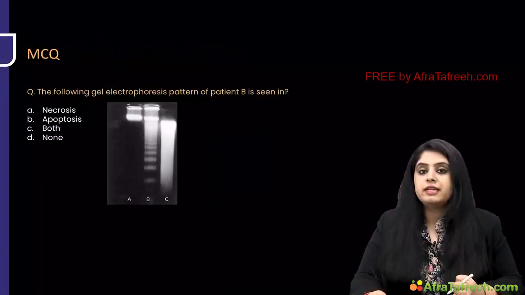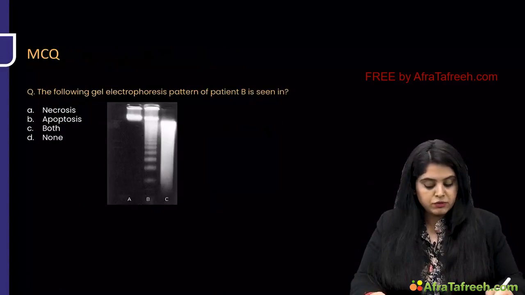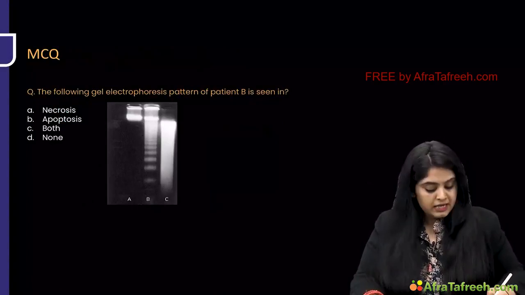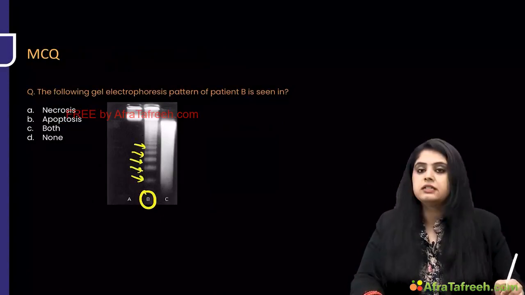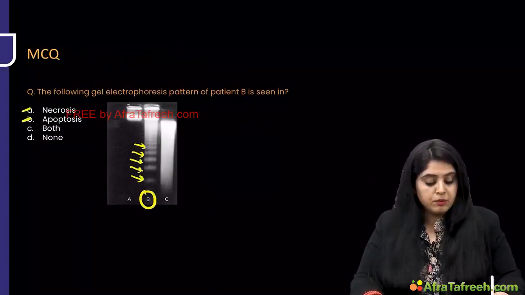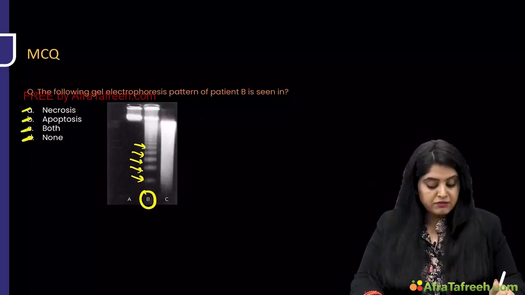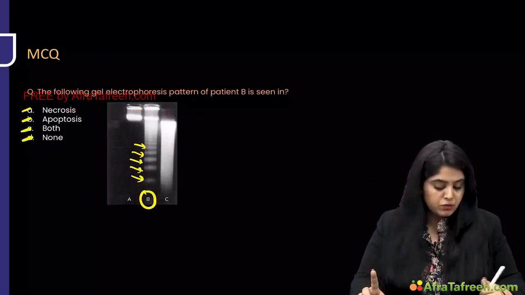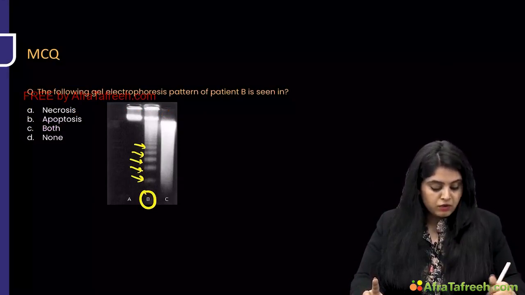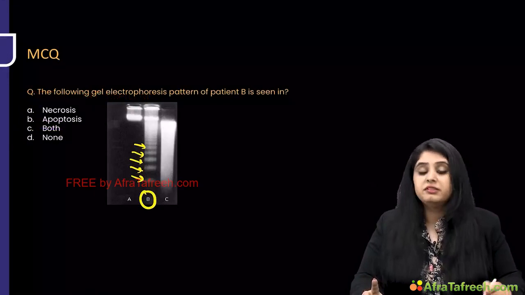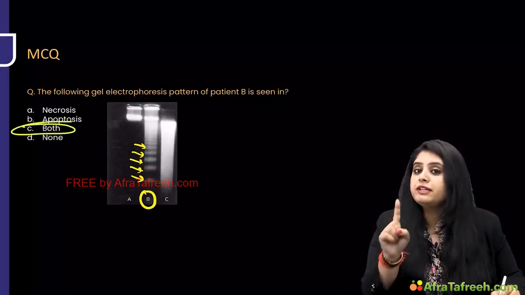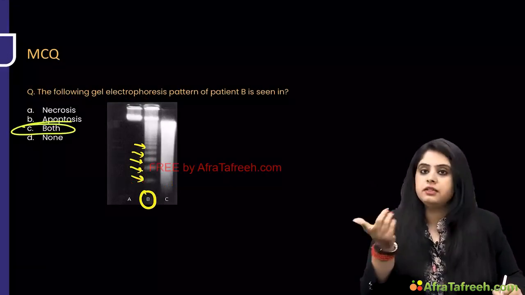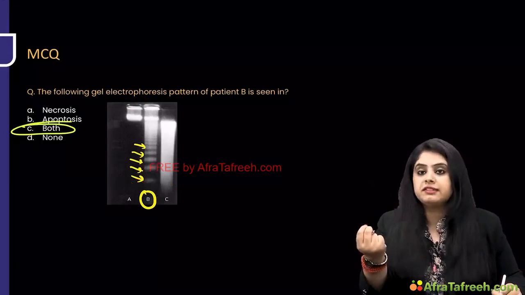So if I ask you a question like this which says that the following gel electrophoresis pattern in patient B, in patient B means this patient, what is this pattern showing you? It is the step ladder pattern. What do you see it in? Necrosis, apoptosis, both or none? Come on, we would want to mark apoptosis, but there is an option of both present. And that is why my best answer over here shall obviously be both. Both means it is going to be seen in both necrosis as well as apoptosis. If they would have told me to select only one thing, I would have selected apoptosis. But here there is both, so I will select both.